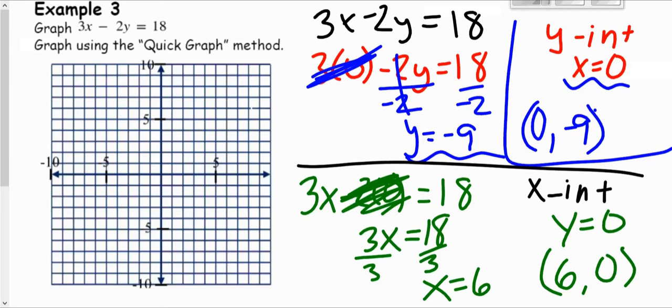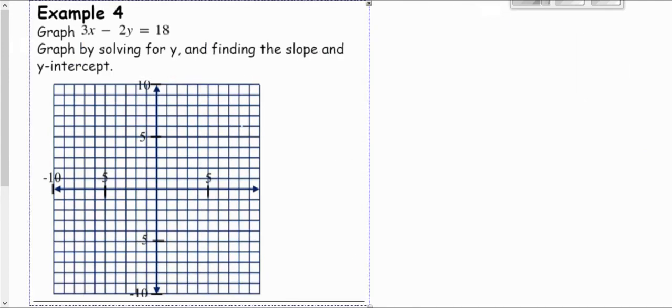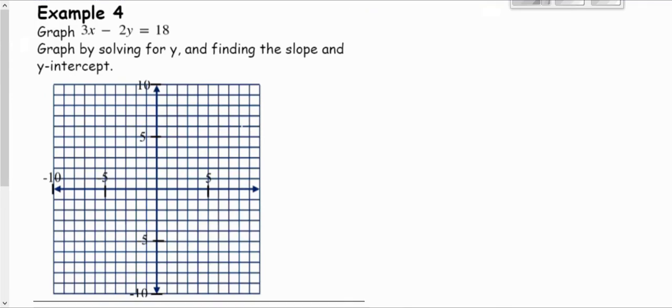So I'm going to go put those on my graph. Take a second and plot these on the graph. Let's check. Here's 6, 0. And here's 0, negative 9. Then we graph the line and make sure we have arrows on the end. So let's go graph it. Again, same line, so we should end up with the same answer.